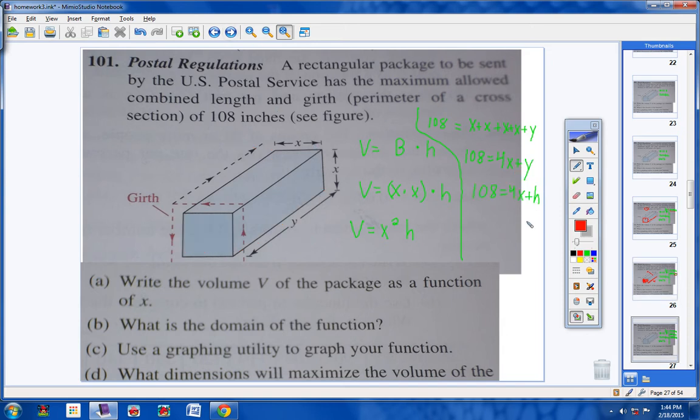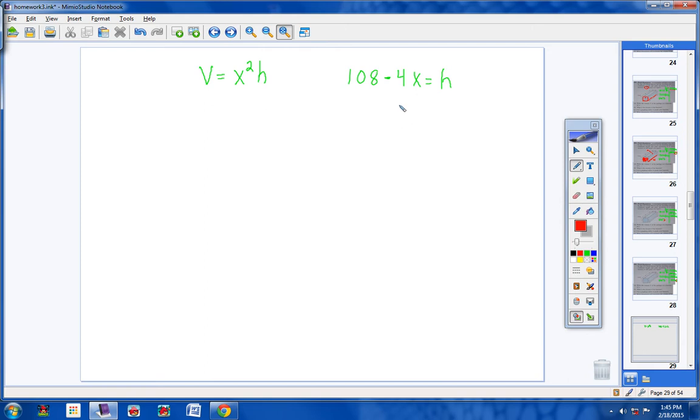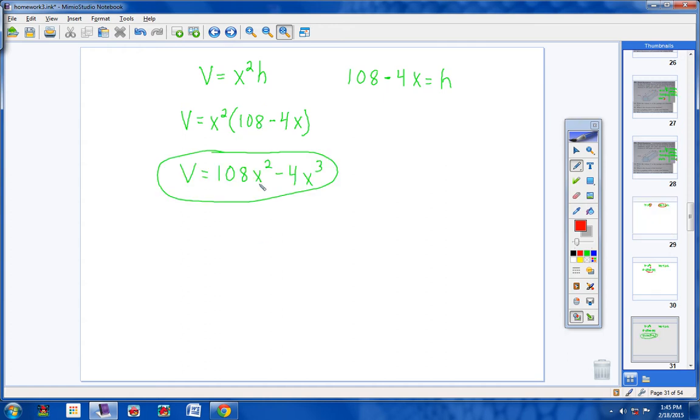Now I'm cruising, guys. Now, what do I want to get rid of over here? h. So what do I want to get all by itself over here? h. So get h all by itself by moving the 4x over and making it negative. So 108 minus 4x equals h. So what can I put for h? 108 minus 4x. I've got a clean page here, guys. For the h right here, I'm going to put this. So it looks like this. Here's the h, and I put 108 minus 4x. Now we're going to simplify this. Take the x squared and multiply it through, and you'll get this right here. So there, we did it, guys. We have volume.